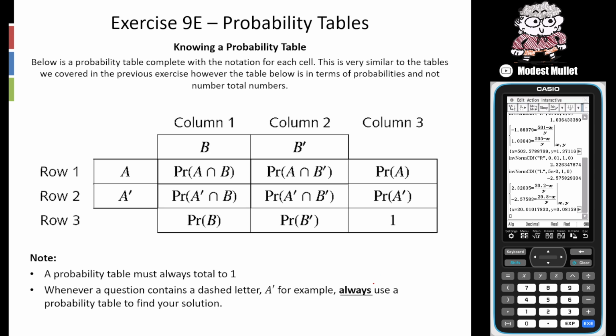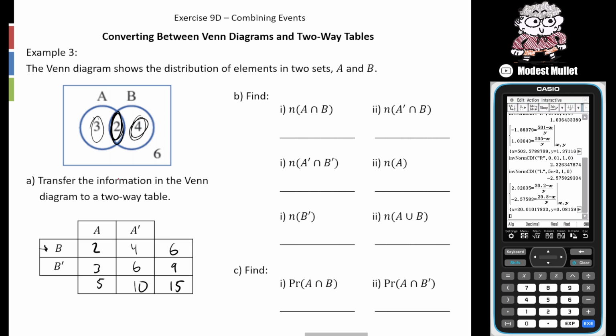When to use a probability table versus a Venn diagram, I almost always say use a probability table instead of a Venn diagram, just because they have a little bit clearer information, and they give you the complements, or the nots, so the dashed values, which are really handy. You can find them using a Venn diagram too.